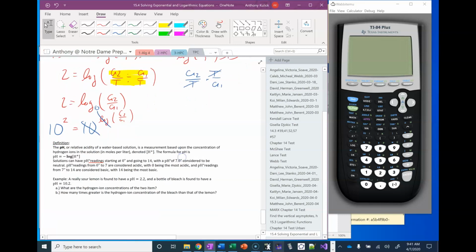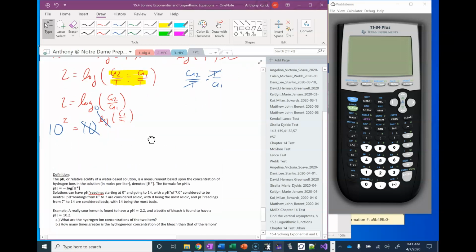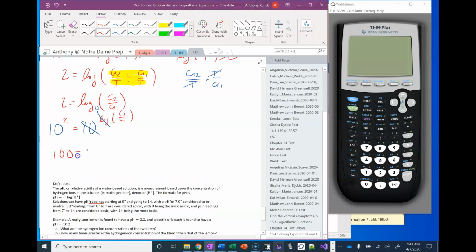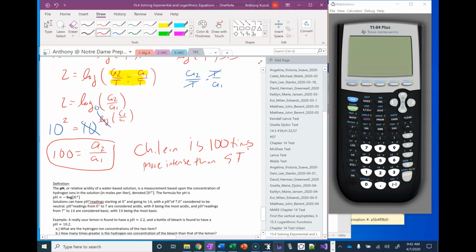So those are going to cancel. And I'm left with 100, because 10 squared is 100, is equal to a2 over a1. So we can say the Chilean earthquake is 100 times more intense than the San Francisco earthquake. So small changes in the Richter scale imply large changes in earthquake strength.